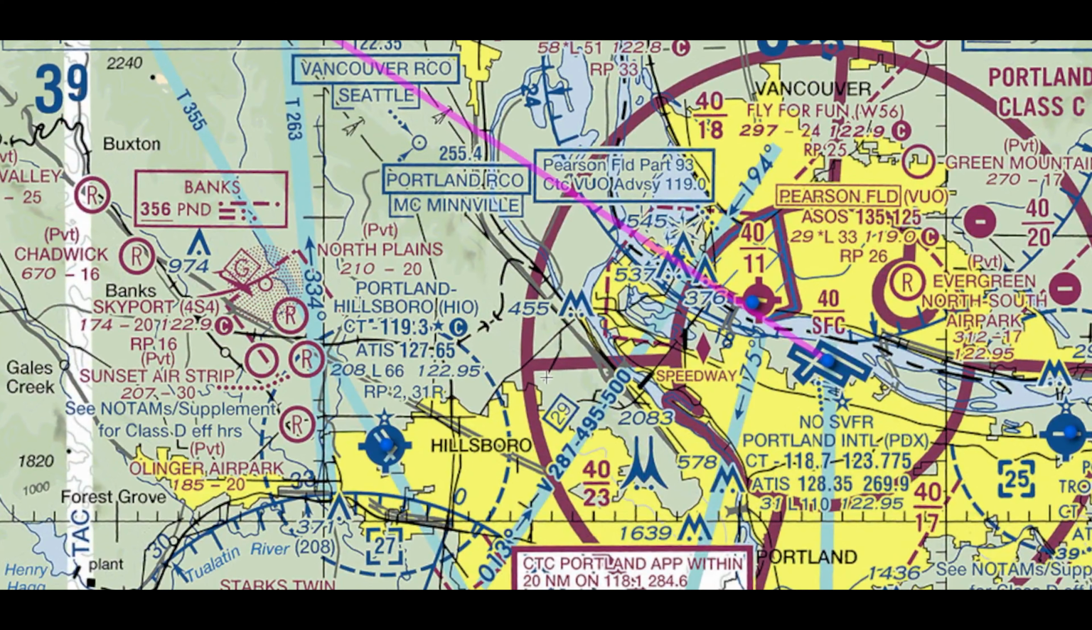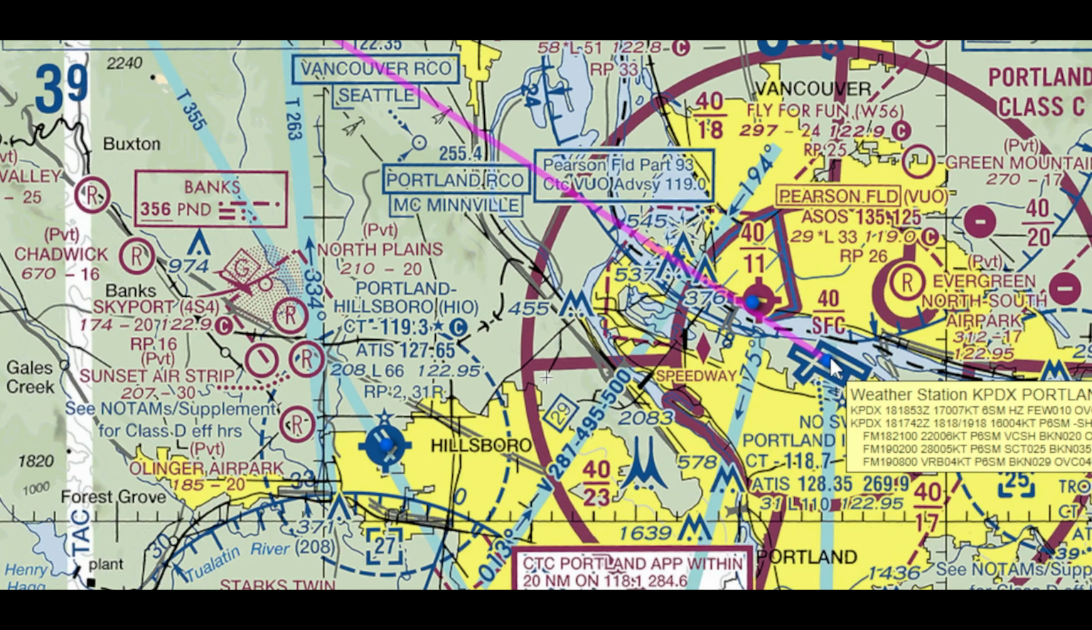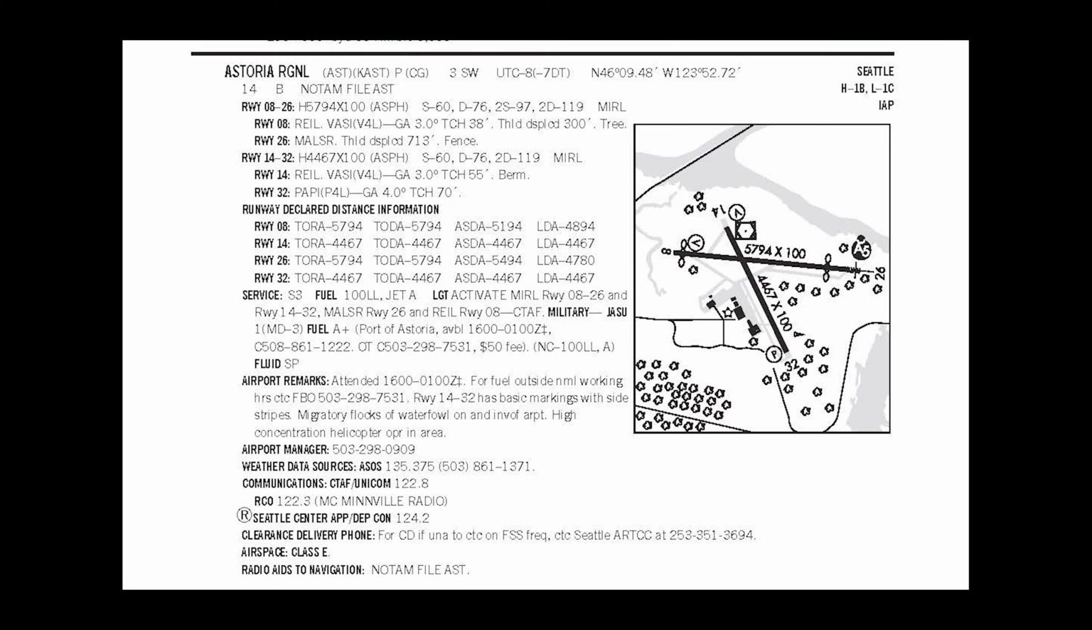Moving on down to Portland, I can hover over it and get the weather there. In this case, the winds are from 170 at 7 knots. So with the winds from that direction, I'm going to pick runway 10 left. And that has us landing into the wind, but with a right-hand crosswind component.